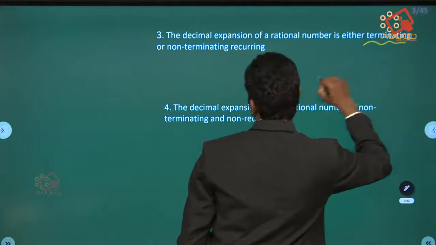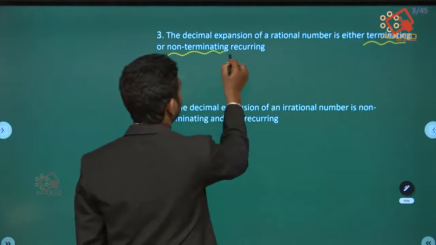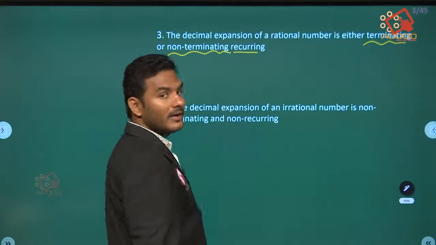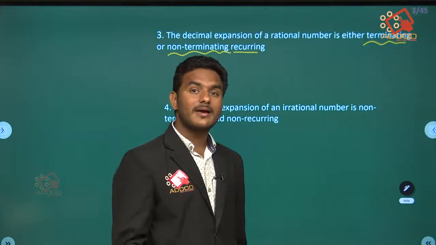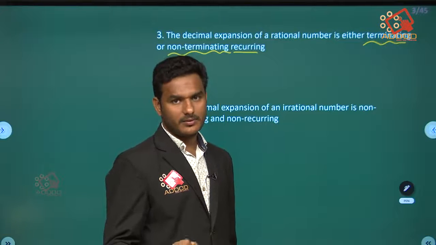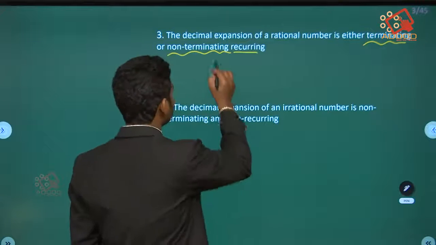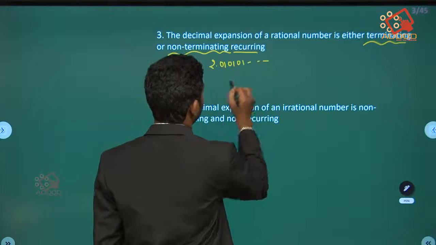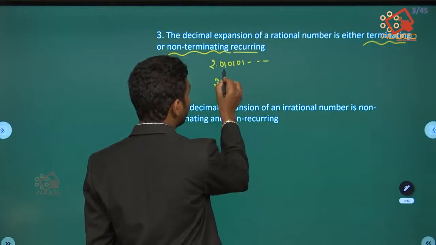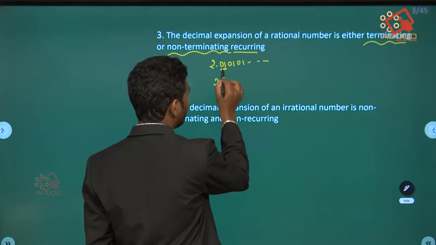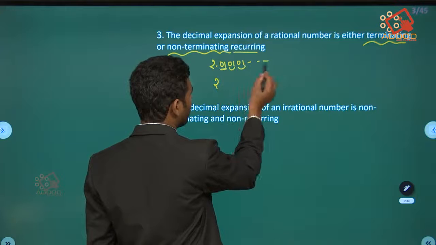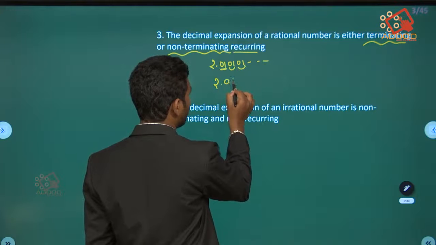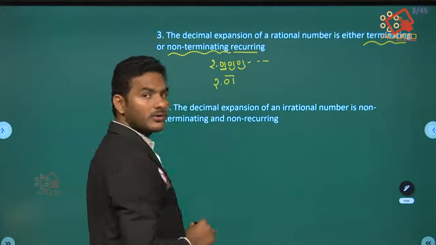Okay, terminating or non-terminating, recurring. Now after the decimal point, the values repeatedly occur, the same values. So for example, 2.010101, like that. If the values are generating like that, so only the 2 digits after the decimal point are repeatedly occurring. So you can write it as 2.01 with a bar over the 2 digits.